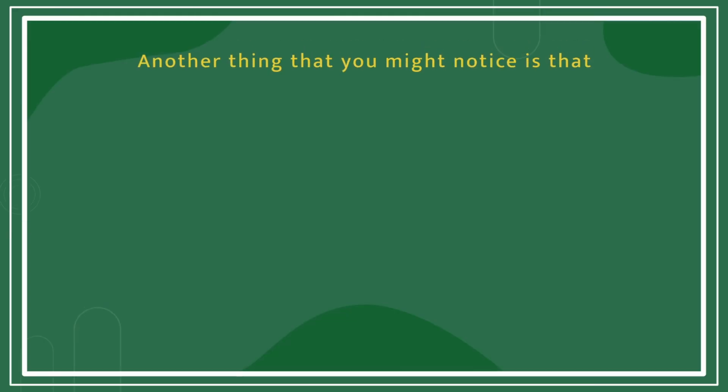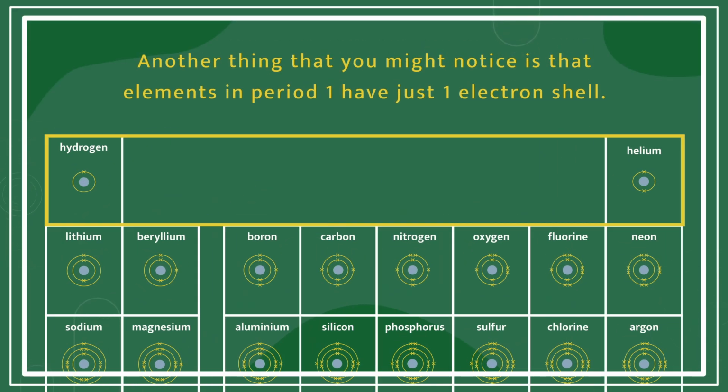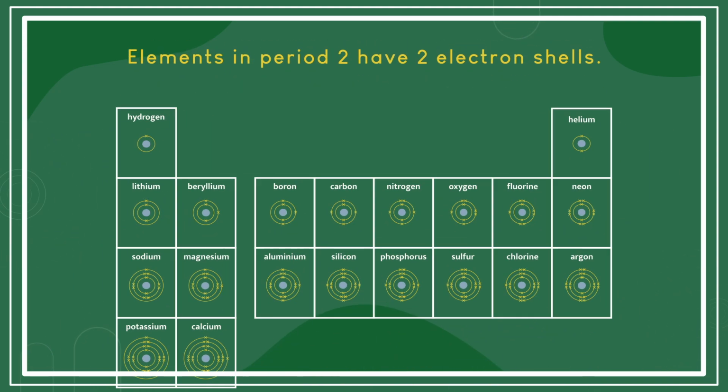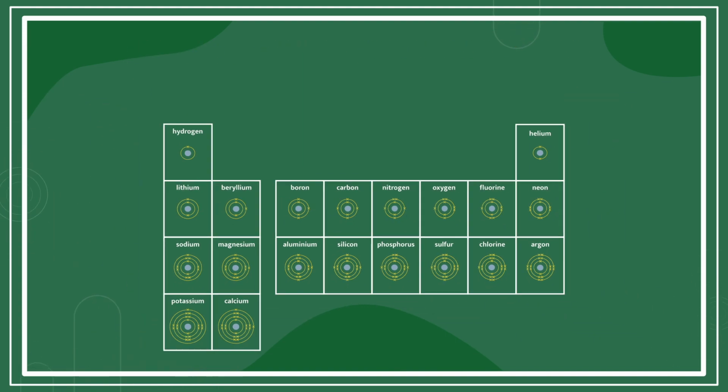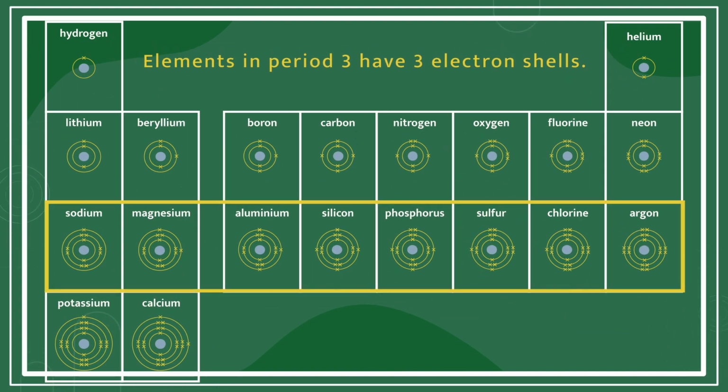Another thing that you might notice is that elements in period 1 have just 1 electron shell. Elements in period 2 have 2 electron shells. And elements in period 3 have 3 electron shells.